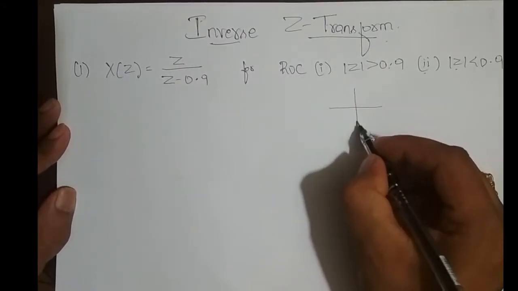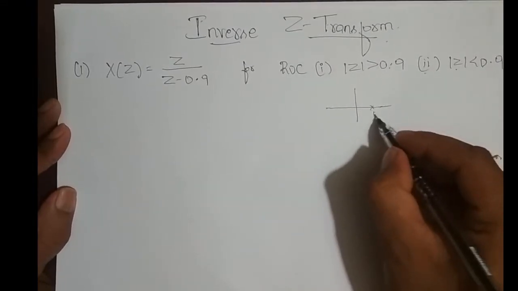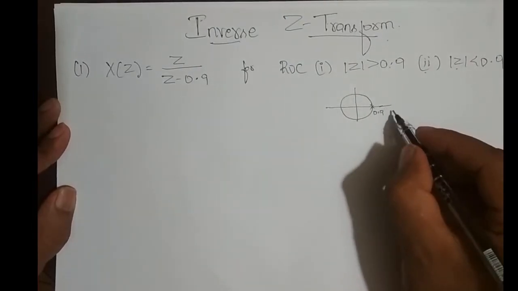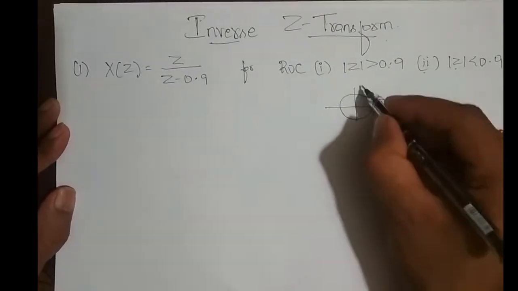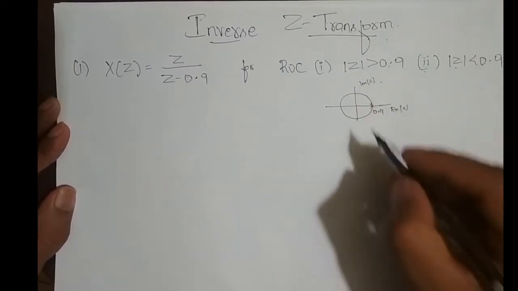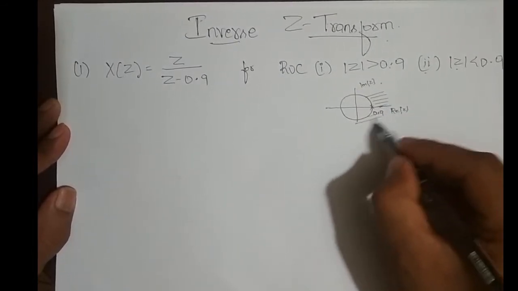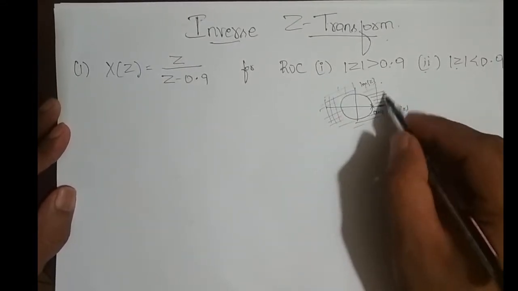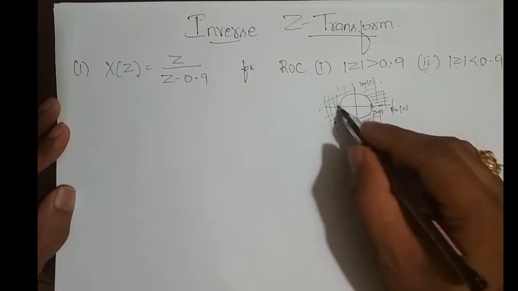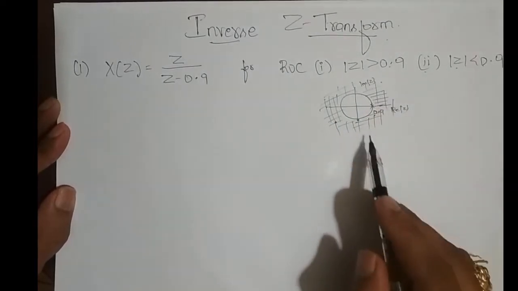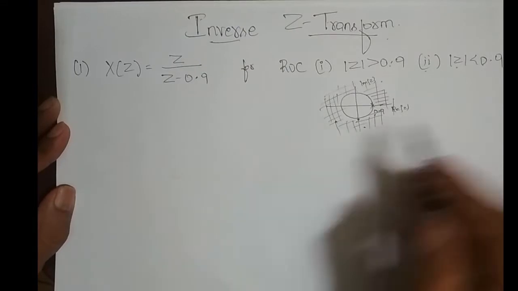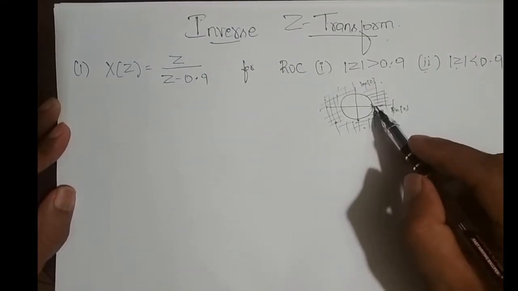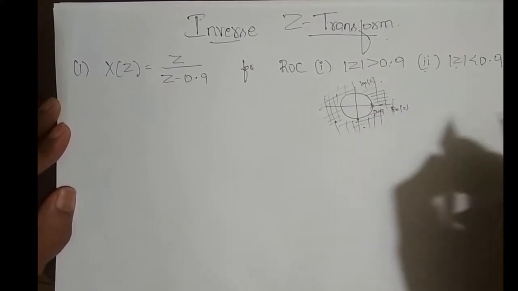It is in the sense I have one pole at 0.9, and it is a circle with radius 0.9. So this is real part of z and this is imaginary part of z. So the ROC is outside, right? I have only one pole here, in the sense I have only one circle, or in terms of sequence, I have only one infinite length sequence. So it is a right sided sequence. Why did I say it is a right sided sequence? Because the ROC is outside the circle with radius 0.9.